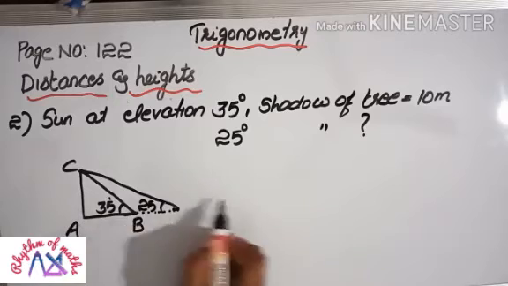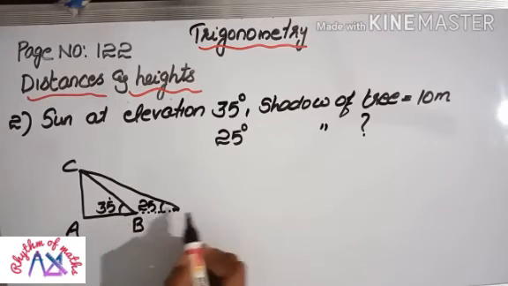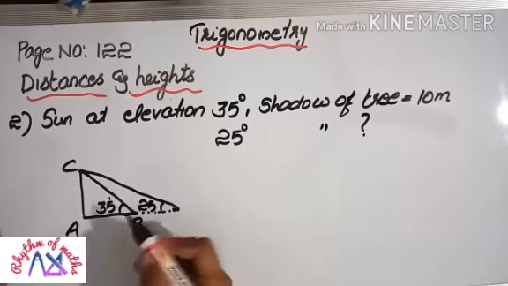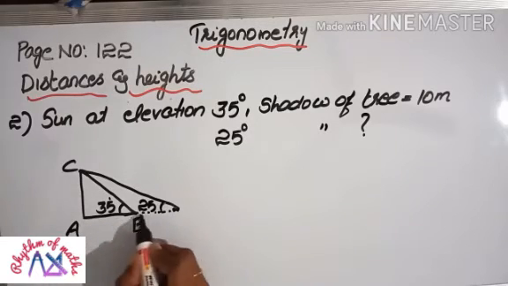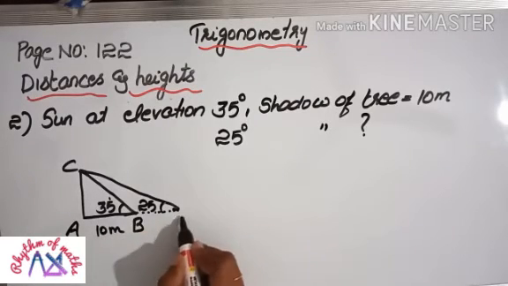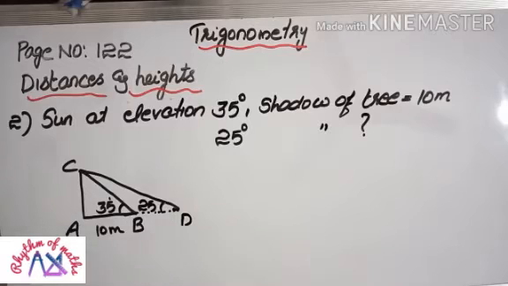Moving far, what is it doing? Decreasing. So 35 here means 25 degree means just right side. So this is the figure. Now here the shadow, the first shadow, is given as 10 meter. We have to find this measurement, that means A to D we have to find here, A to D.